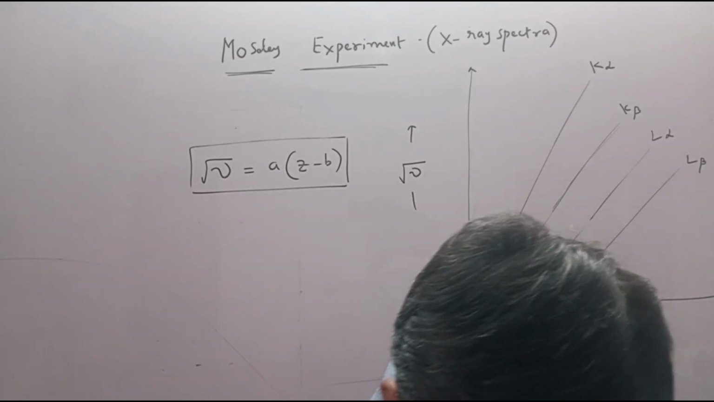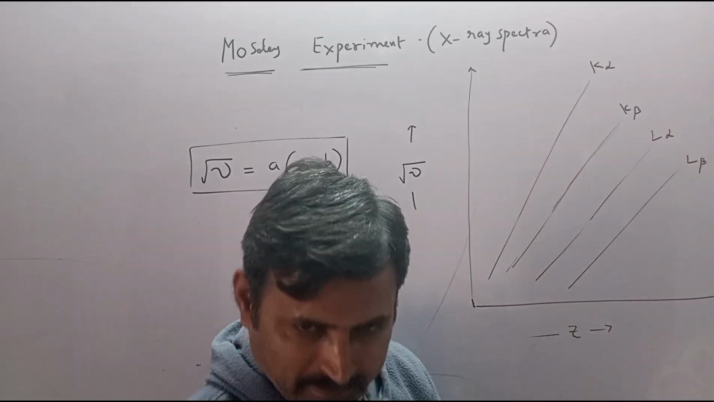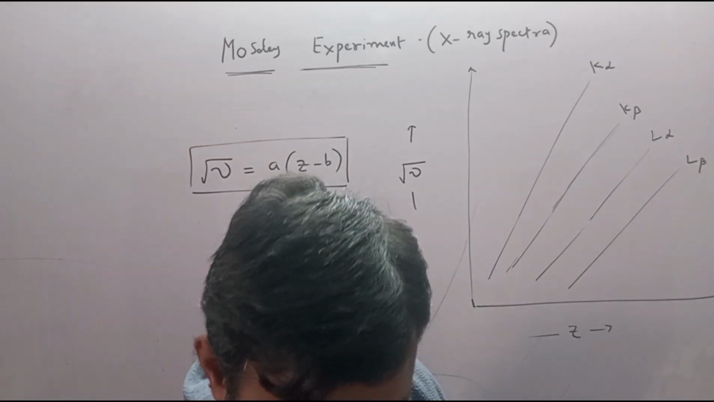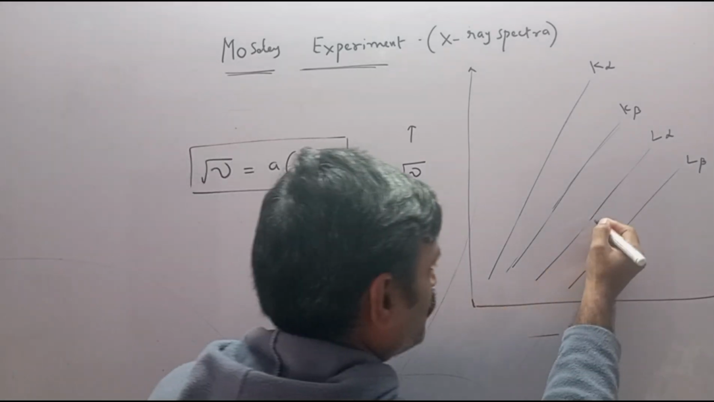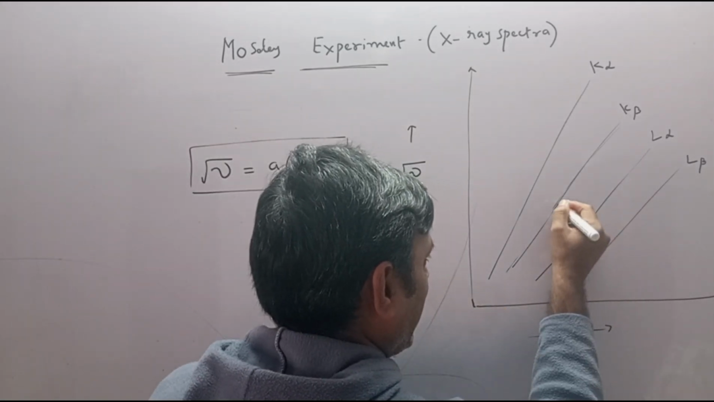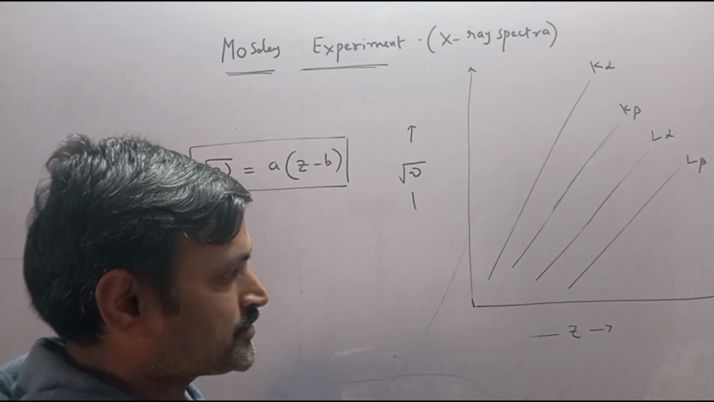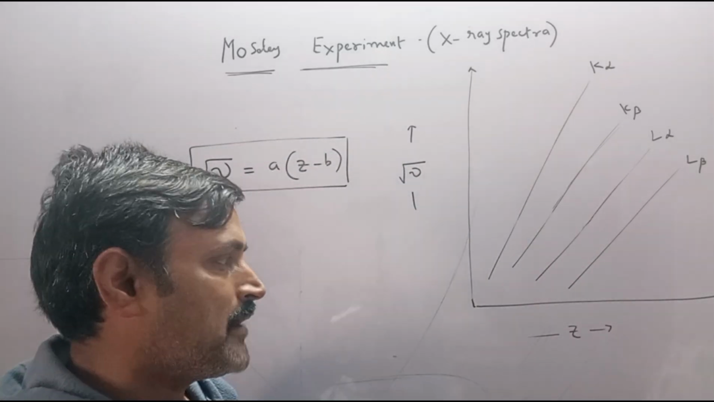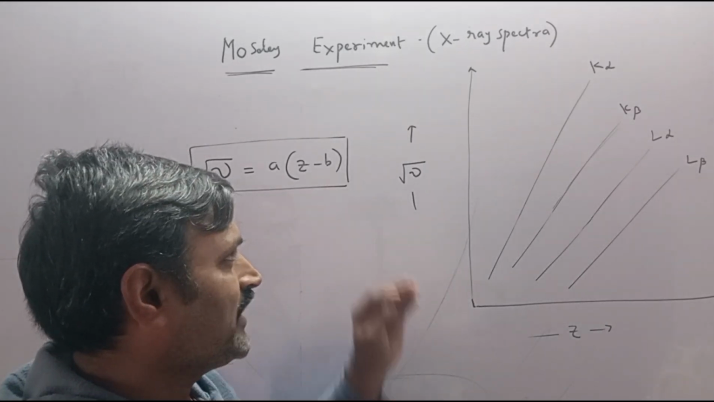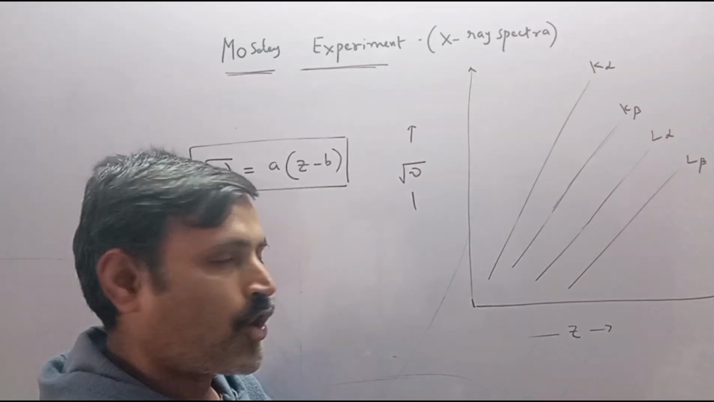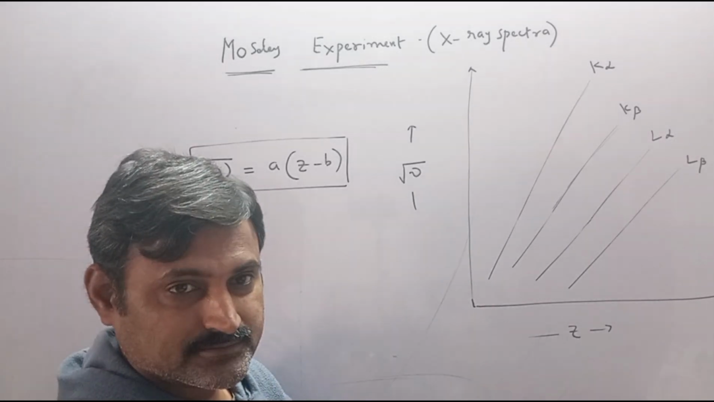It reveals that the atomic number must be a fundamental characteristic of the atom. So from this experiment, what we came to know is that the X-ray frequency is directly proportional to the atomic number of the atoms, elements. So as the atomic number increases, frequency also increases according to Moseley's graphical representation.